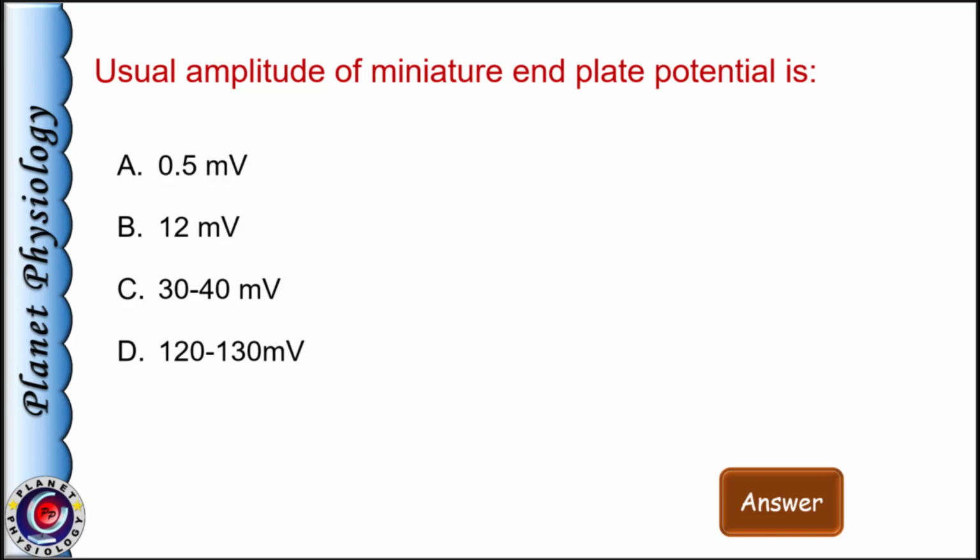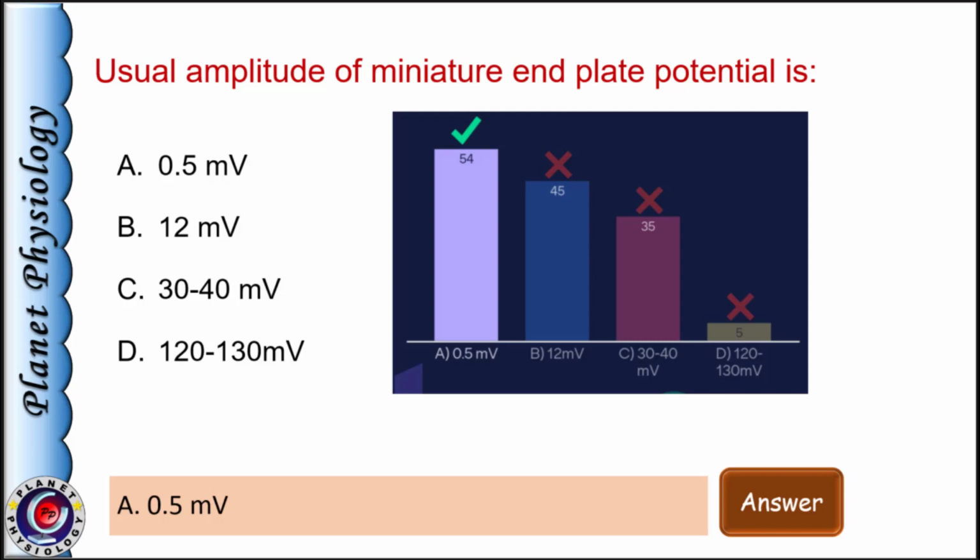Miniature end plate potential occurs spontaneously when the nerve is at rest, and this is due to quantal release of acetylcholine from a single vesicle. So the correct answer for this question is option A, 0.5 millivolts. Amplitude can vary between 0.1 and 4 millivolts, and it varies directly with the calcium concentration and inversely with the magnesium concentration at the end plate. So even though this was a simple question, just one third of my students could answer it correctly.